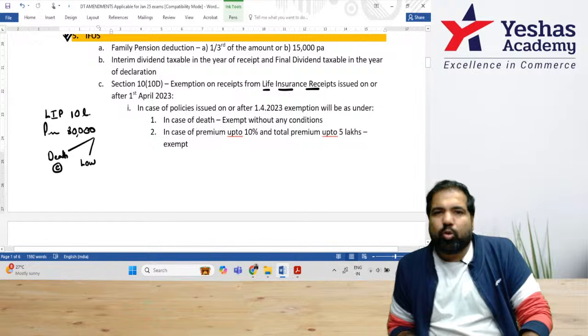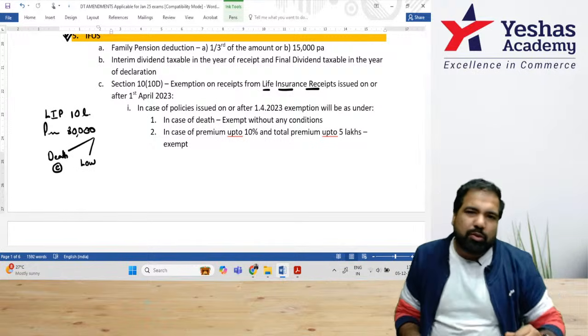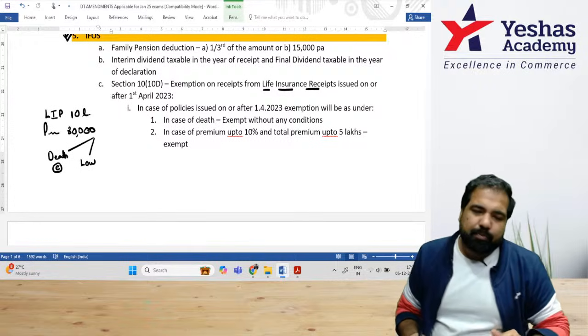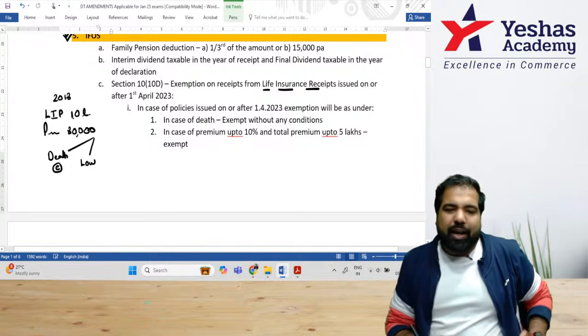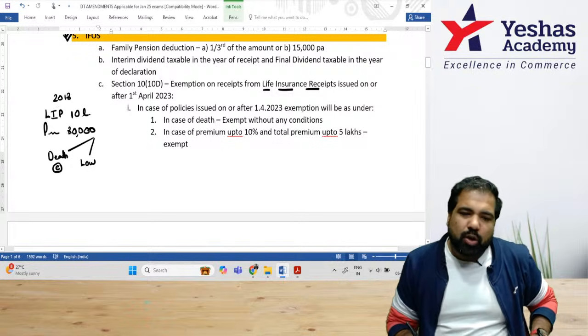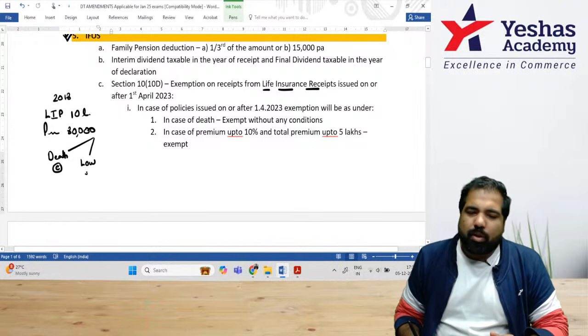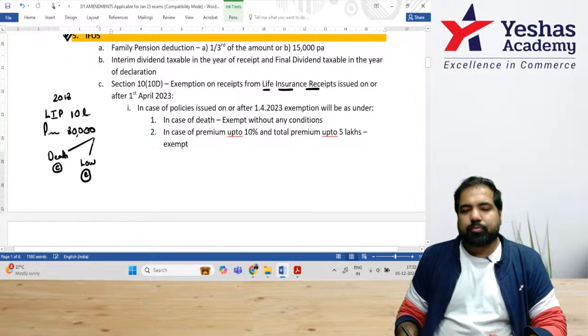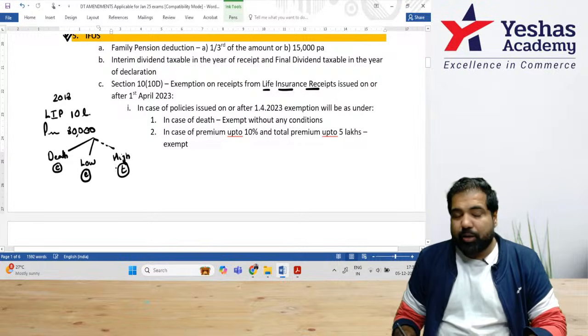What is low premium? Low premium basically means up to 10% right now. Before 1/4/2012, this percentage was 20%. So this policy is taken, let's say, in 2018. So the percentage is 10% of 10 lakh, which is 1 lakh. Your premiums are below that, so it's low. Since all the premiums are low, this amount will also be exempt. But in case the premiums are high, then the same would have been taxable. This is something that you already know.